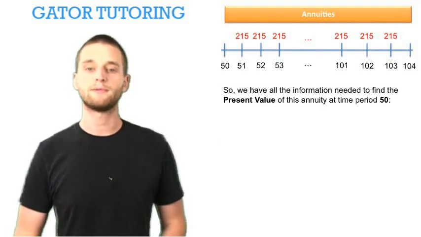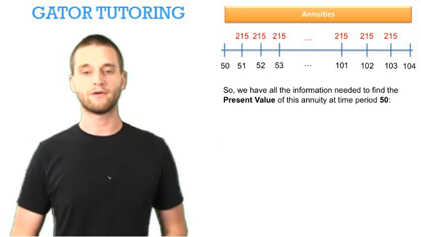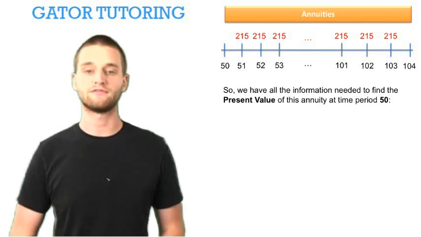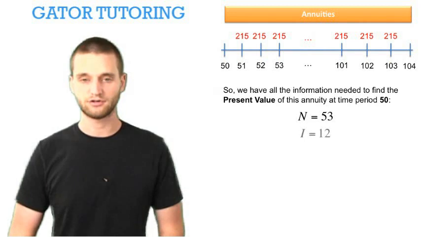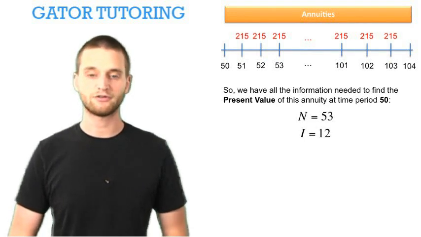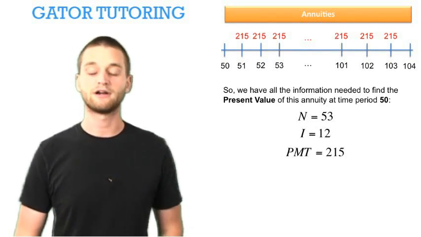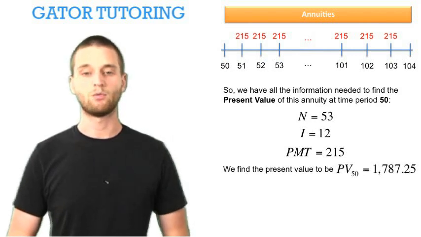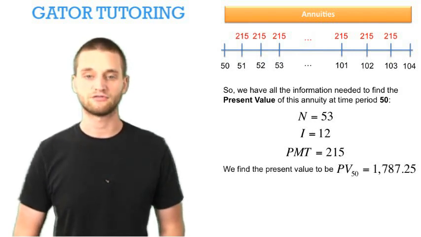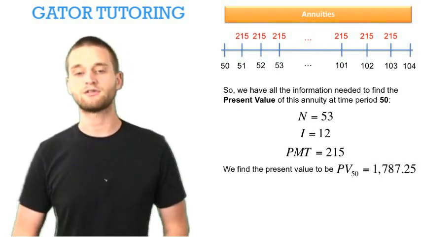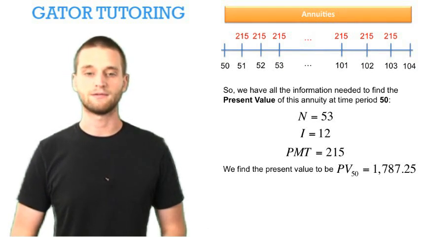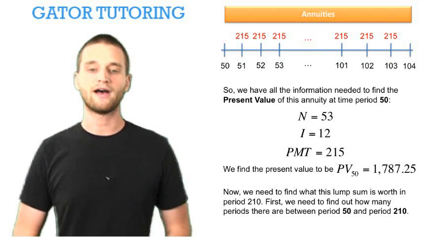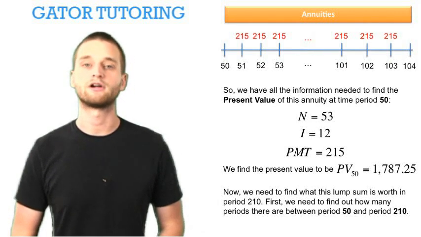So we have all the information needed to find the present value of this annuity at time period 50. And the periods is 53, we're told that in the question. The interest per period is 12%. The payment per period is $215, and we want to find the present value, so we just press present value, and we find that it's $1,787.25 in period 50.